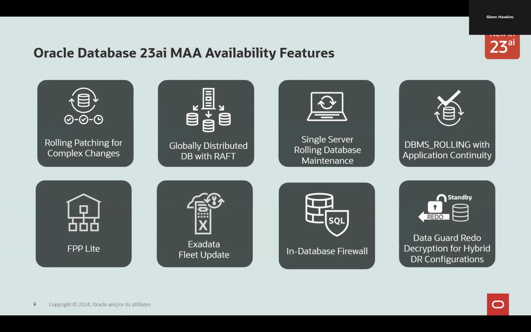We focused on a lot of these features. Of these 300 features, I grabbed a few that are focused specifically on availability and scalability. Rolling patching is one of them. We expanded our ability to do rolling patches to complex changes, in particular the OJVM, which for some of our customers on EBS, for example, had some challenges. We've provided a lot more flexibility in the ability to do rolling patching there.